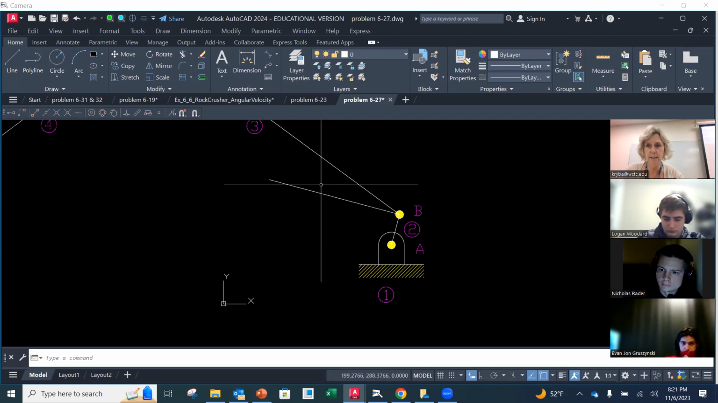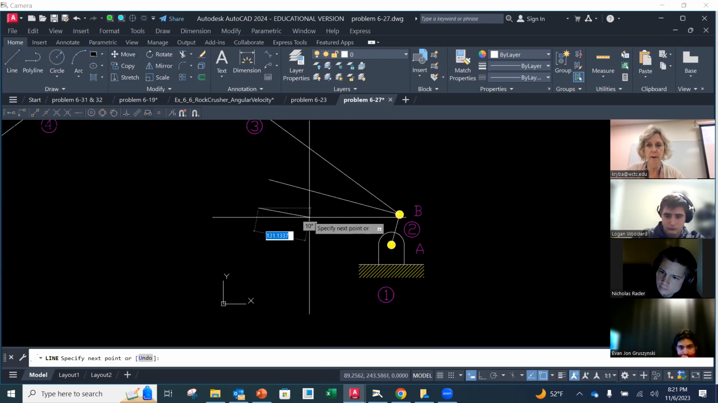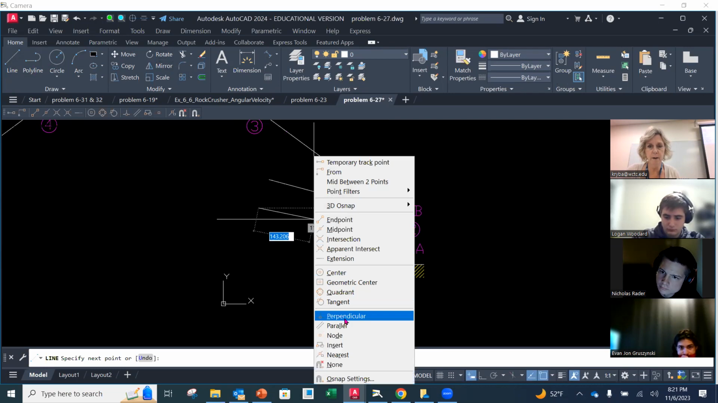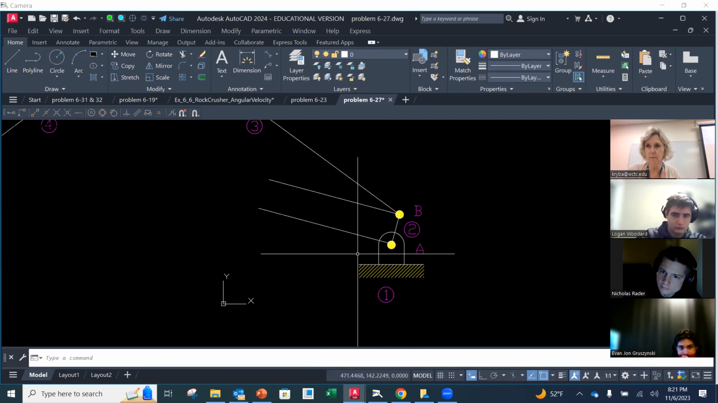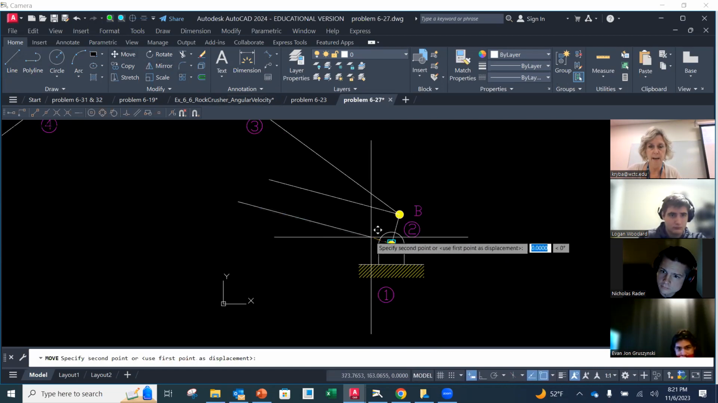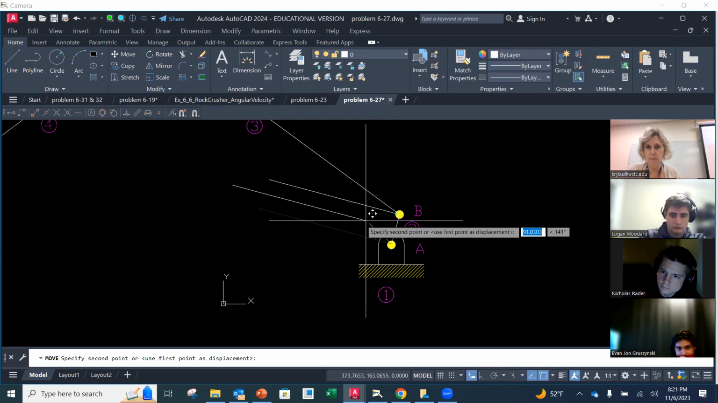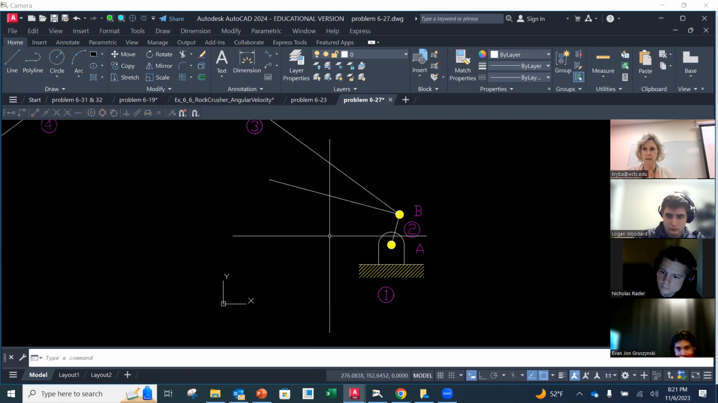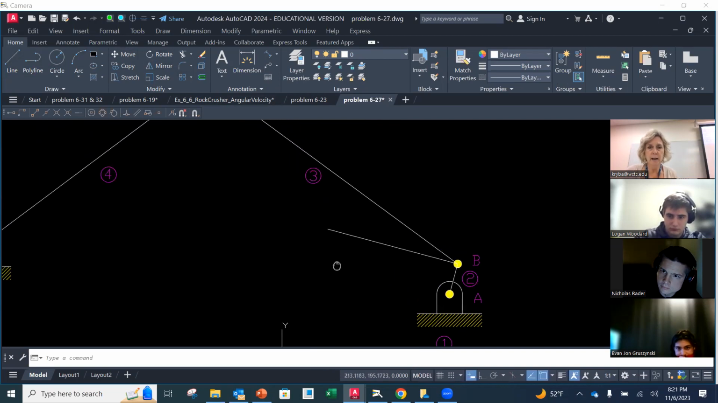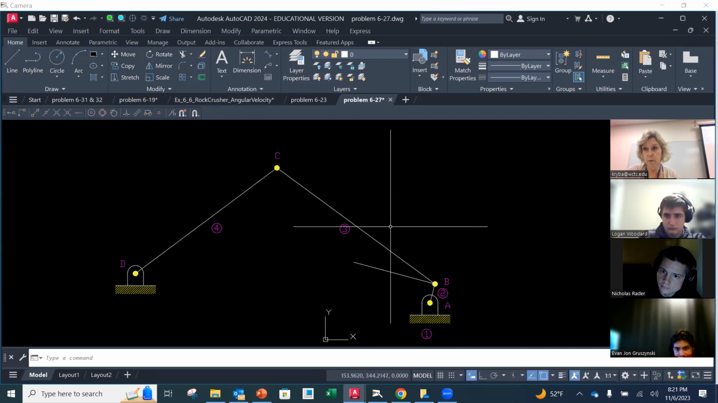Everybody see how I did that? I drew a line away from the link, then shift right mouse button perpendicular to that link right there. Then I could move it from that endpoint to where I wanted it to be. So that's how we get that perpendicular. Now I want to do that very same thing for link number 3.